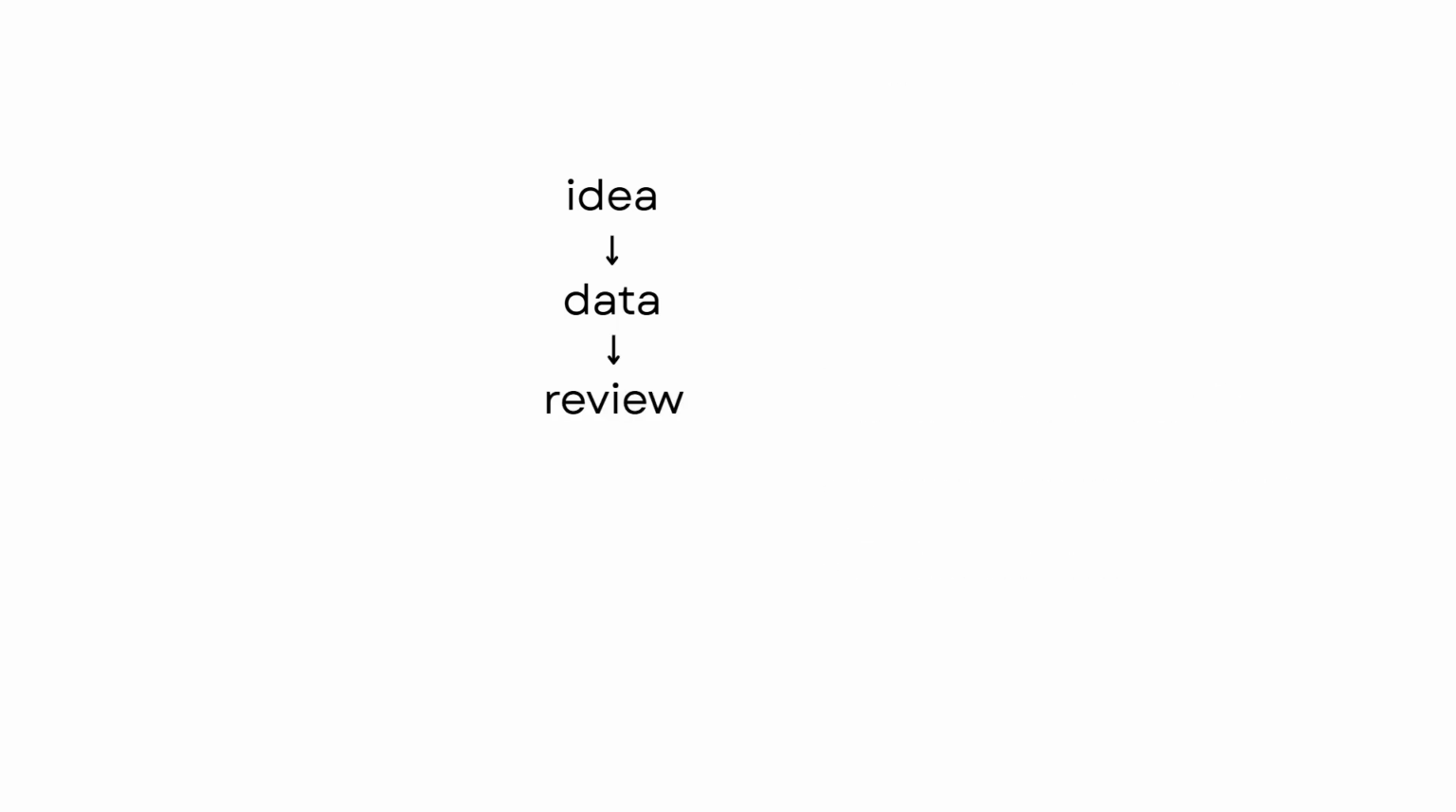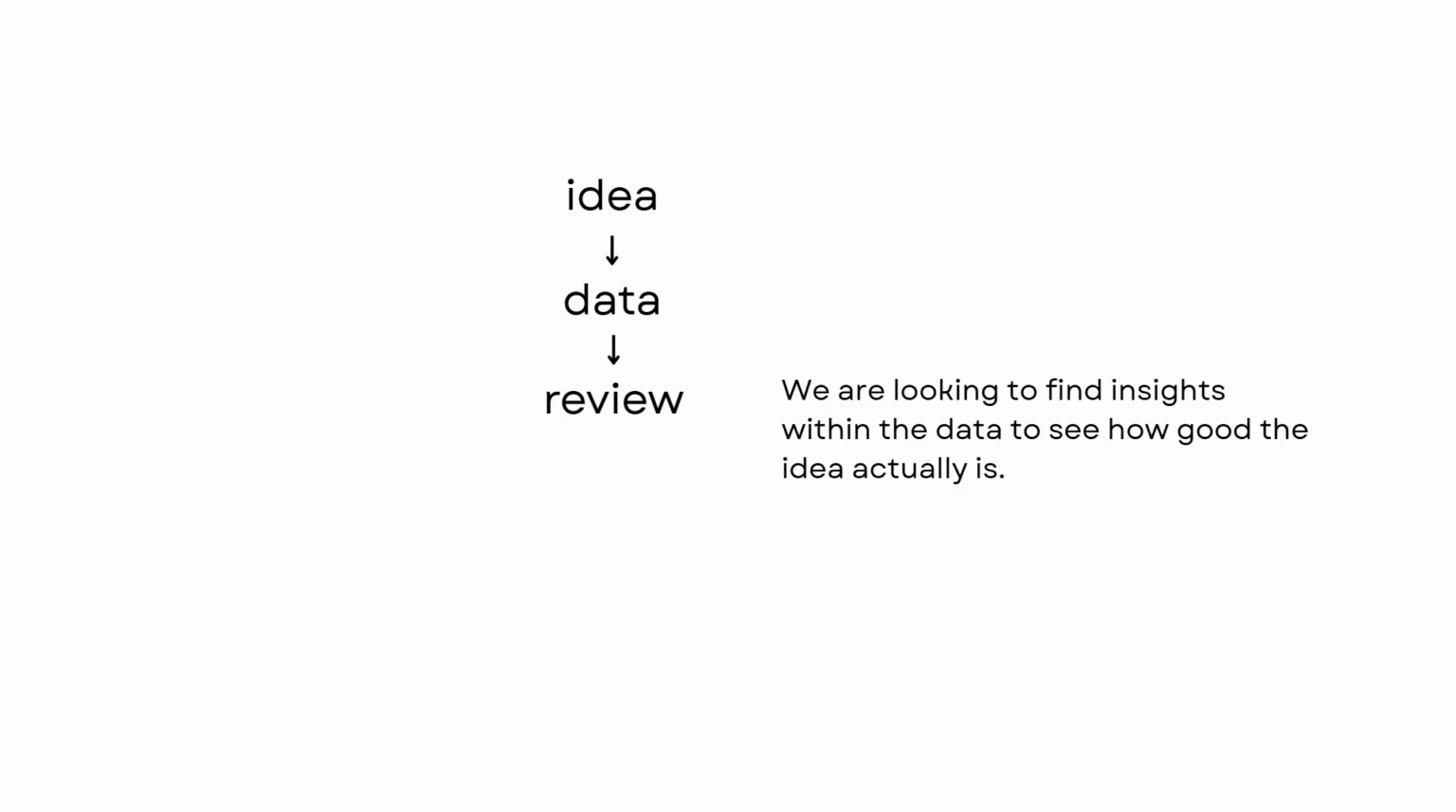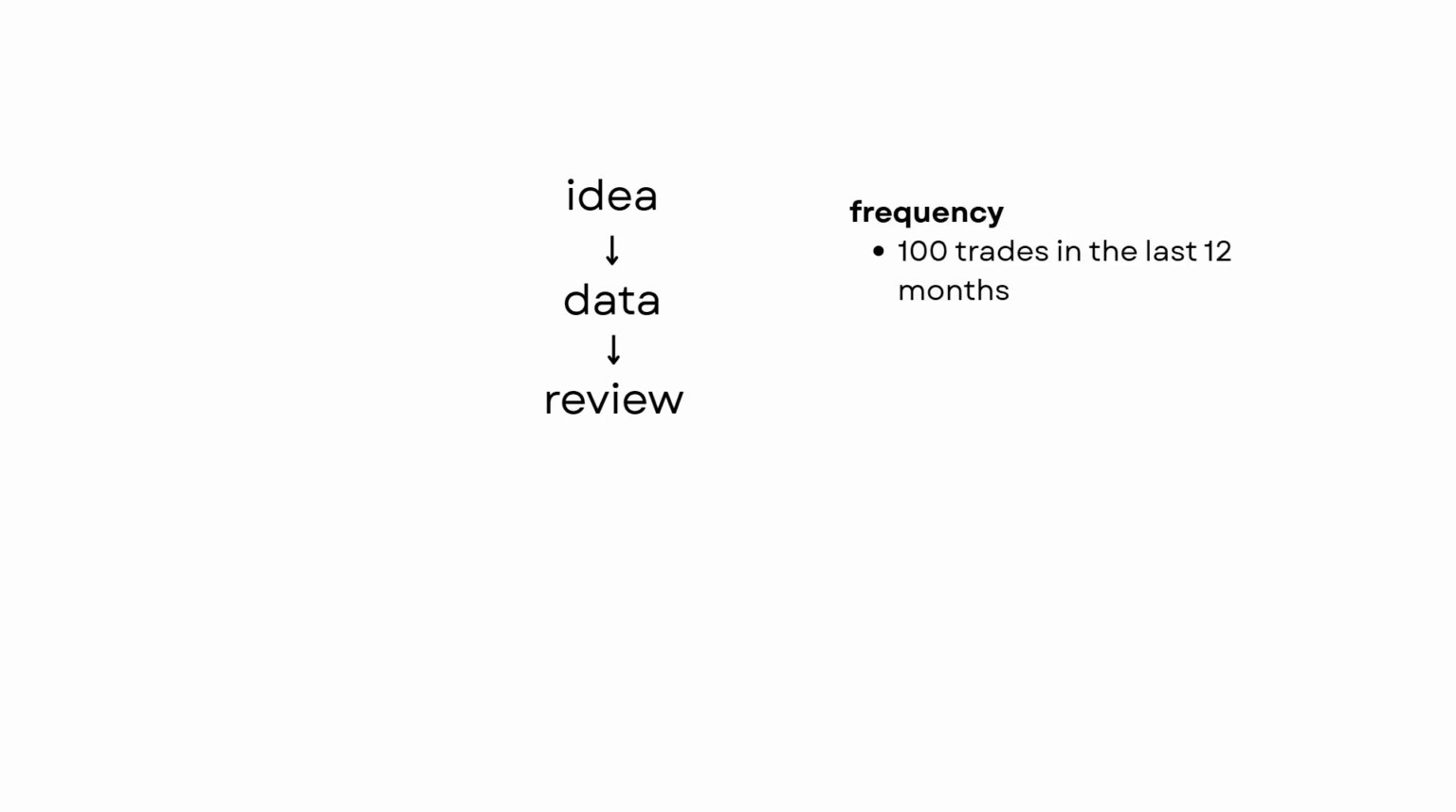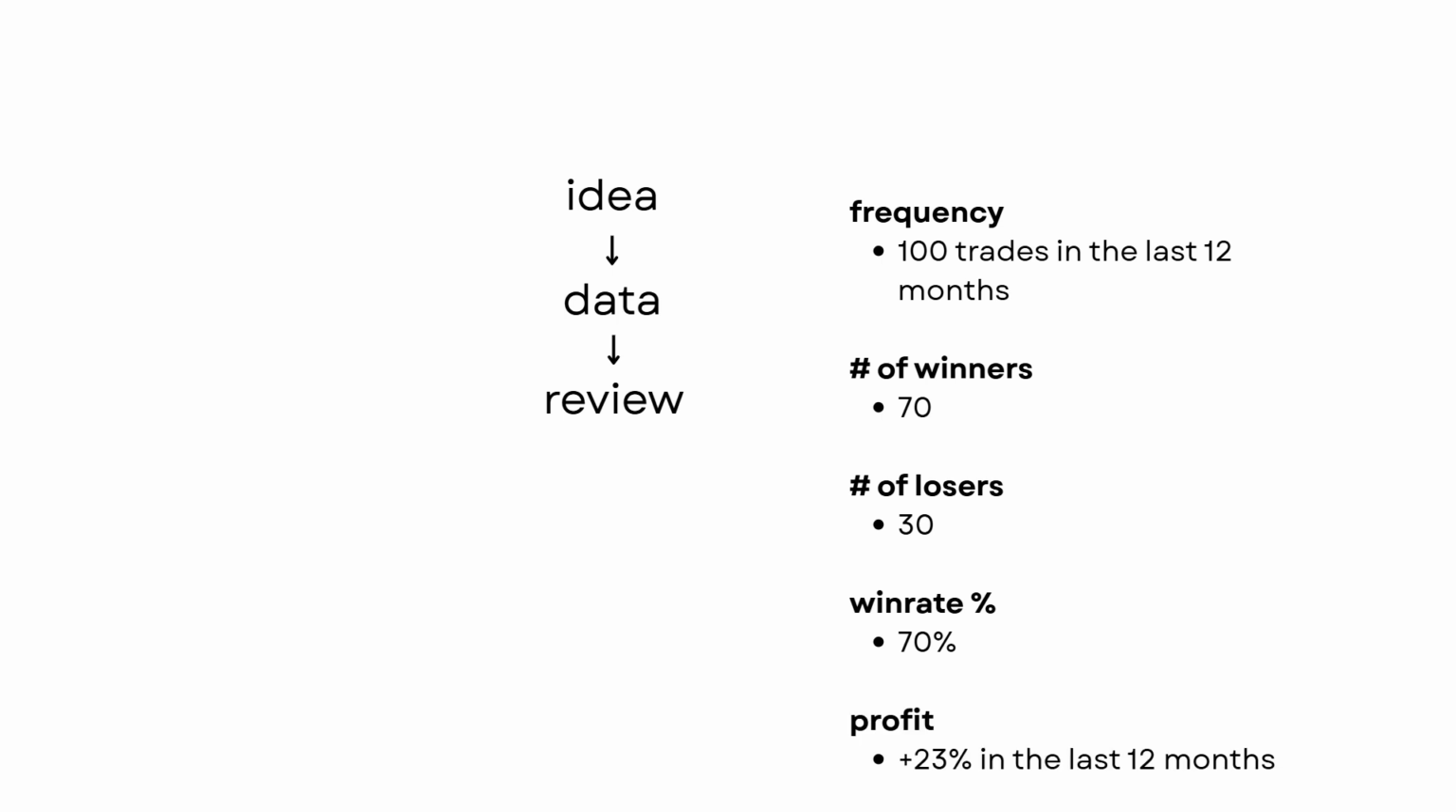After we've got all that data in a spreadsheet, it's now time to review the data. So we are looking to find insights within the data to see how good the idea actually is. So here's what we're going to be looking at. The first one is frequency. How many trades would I have gotten during that time period that I selected? Let's pretend that I got 100 trades in the last 12 months. How many winners did I get? 70. How many losers did I get? 30. What was the success rate of this idea? 70. And then profit. How much profit? Well, it's pretty self-explanatory. 23% in the last 12 months.